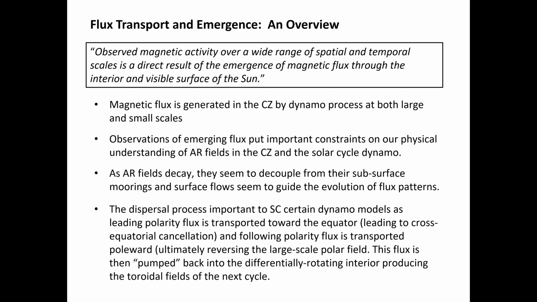But anyway, where is this flux that emerges? Where does it come from, of course? Well, it comes from the dynamo processes operating in the turbulent convective interior. And those processes happen at large and small scales. And how do we characterize that? Well, obviously, many years of observations of emerging flux put important constraints on our understanding of this field and of the convection zone itself and of the global solar cycle dynamo.